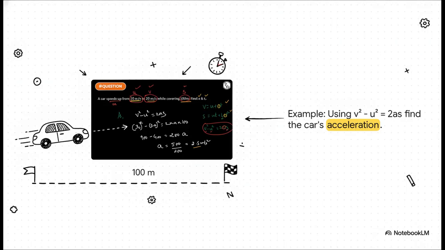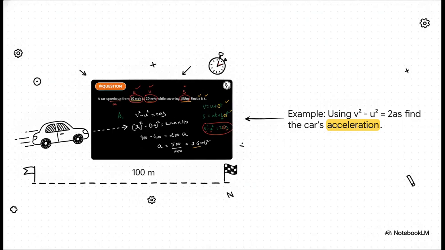Imagine a car. It speeds up from 20 to 30 meters per second. And it does that over a distance of 100 meters. So what do we know? We have our initial speed, u, our final speed, v, and the distance, s. What are we looking for? The acceleration, a. So we look at our 3 equations and, aha, the third one connects all those pieces.